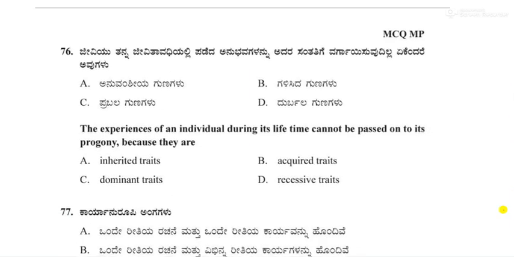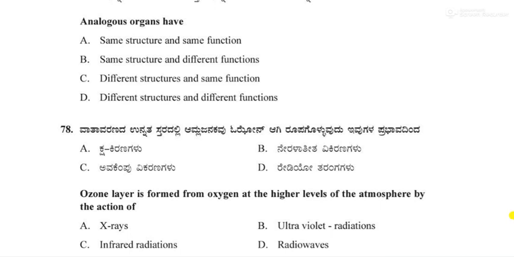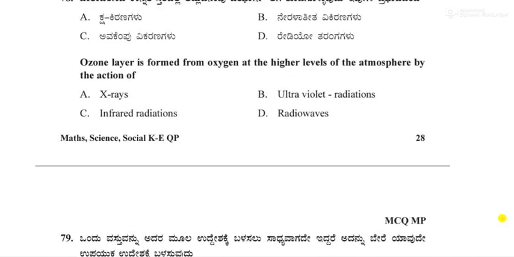Next is 76. The experiences of an individual during their lifetime cannot be passed on to progeny because they are dash. So, because they are acquired traits. Option number B. 77th: analogous organs have dash. So the correct answer for this is option number C, different structure and same function. Next is question number 78. Ozone layer is formed from oxygen at higher levels of the atmosphere by the action of dash. So it is by the action of UV rays, that is, ultraviolet radiation.